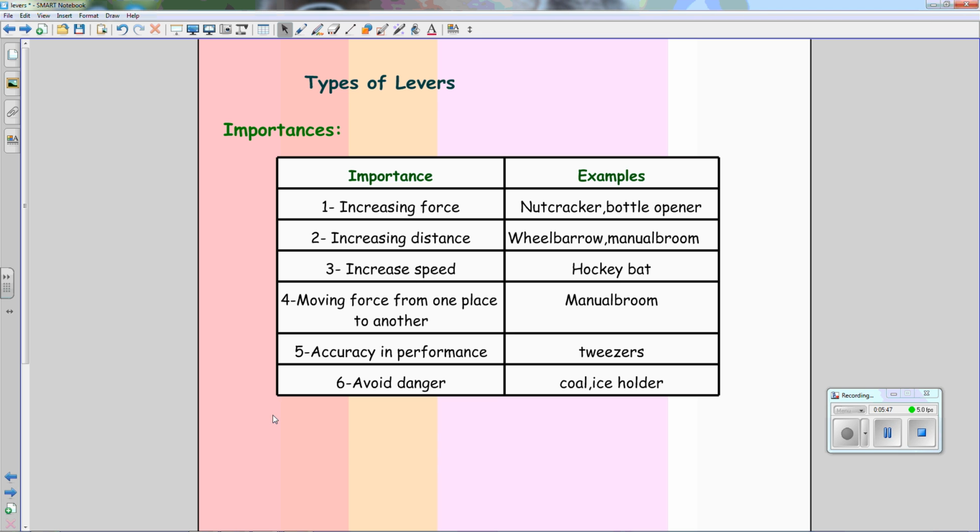Now, why do we use levers? We said we use levers to help us to perform tasks more easily. But we have some other importances. Let's check them one by one.